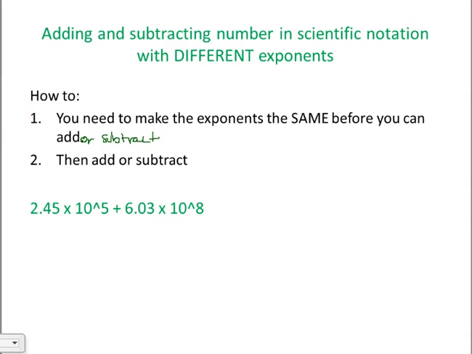So let's look here. We've got 10 to the 5th and 10 to the 8th. Those are not like powers. They're different exponents, so we need to adjust. We need to adjust our powers so that they are the same.